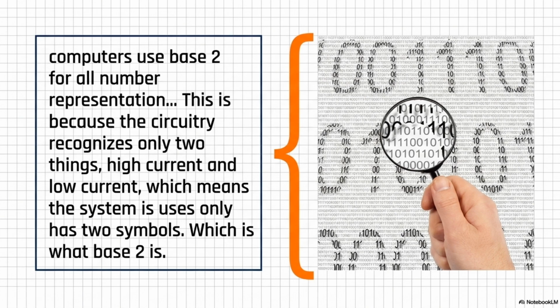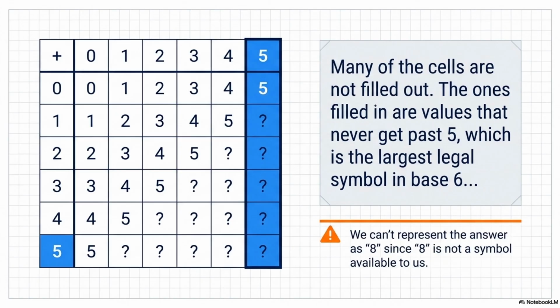Well, you do it by building a completely new addition table based on your available symbols. Let's look at the base 6 example in section 4.4. Okay, base 6. In our normal base 10, we have 10 symbols, 0 through 9. But in base 6, you only have 6 symbols, meaning the largest legal digit you can actually write down is a 5. Wait, if 5 is the absolute limit, what happens when you add 5 plus 1? I mean, the symbol for 6 literally doesn't exist in this system.